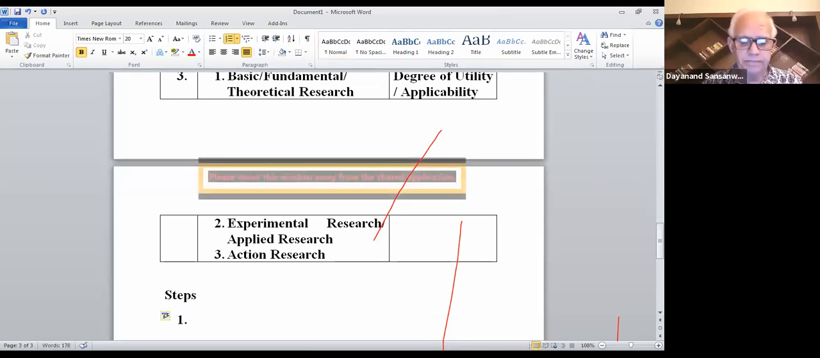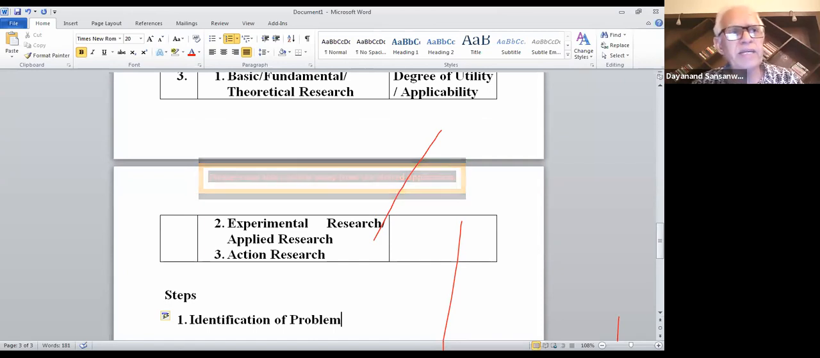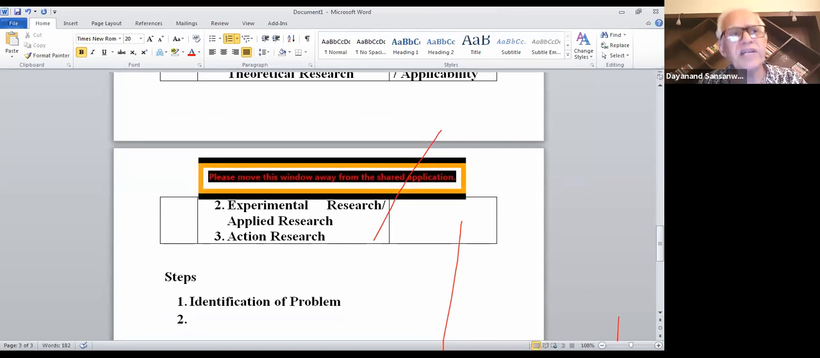Number one step is identification of the problem. So you have to identify the problem and you have to select the problem. So selection is a part of identification. Identification is broader and selection is part of it. There is another word for problem, which is a variable. So ultimately you have to select a variable. The next step, whenever you have a qualitative research, is data collection.